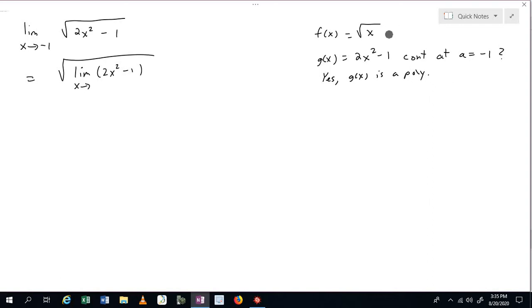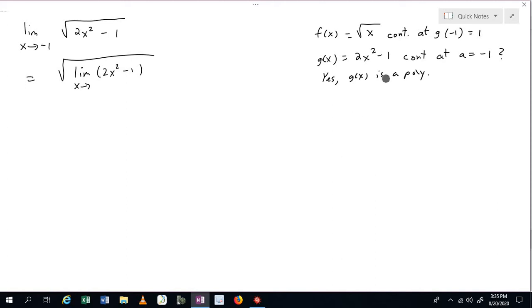Okay. And then f of x needs to be continuous at g of a. In other words, g of -1, right? And g of -1, let's see what that is. When you plug -1 into g right here, -1 squared is 1, and then you get 2 times 1, so 2 minus 1 is 1, right? All right, so is this function continuous at 1?